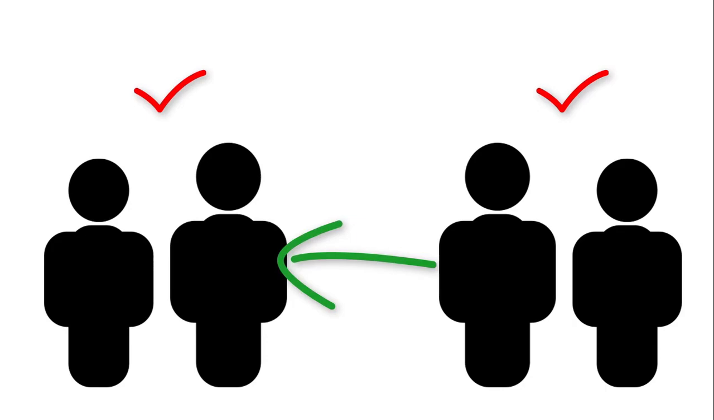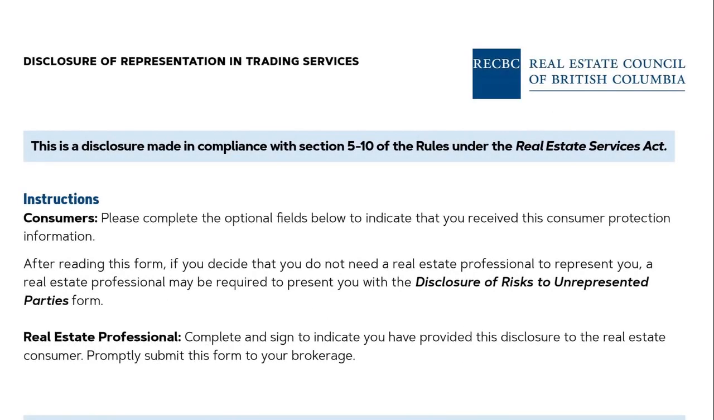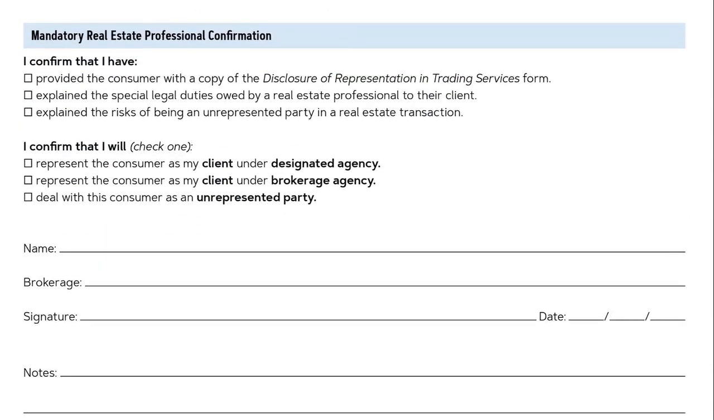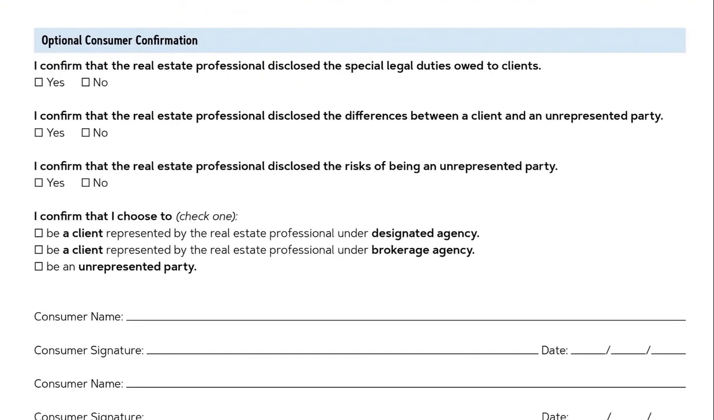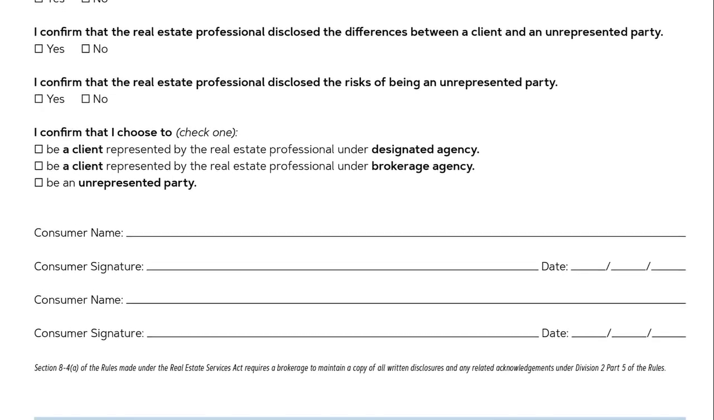The purpose of the last 2 pages of the Disclosure of Representation in Trading Services form is to document that the disclosure has been made to you, the consumer, and it includes a mandatory checklist and name signature field that the licensee will complete. It also includes an optional checklist and name signature field that may be completed by the consumer.